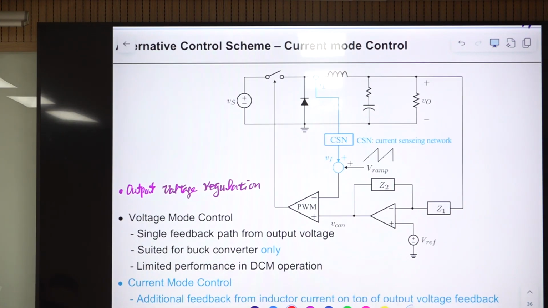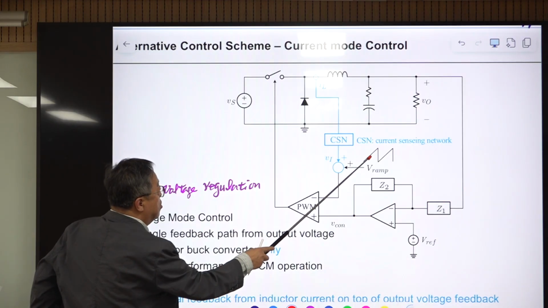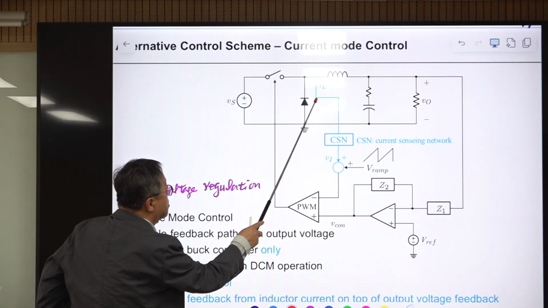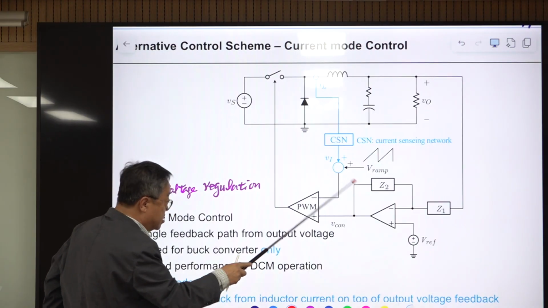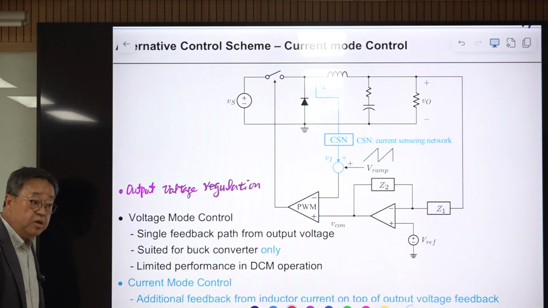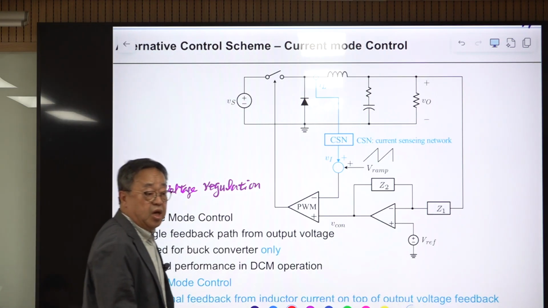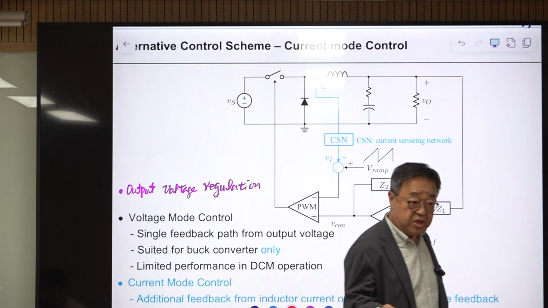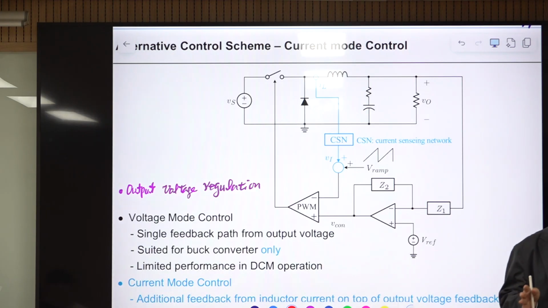Okay. This is the schematic diagram of current mode control. So without this ramp, okay? Assume this is gone. The blue curve is something additional. Without it, this is the voltage mode control. In voltage mode control, the prime objective is to regulate the output voltage. That is the same in current mode control. Okay, you want to have a stable voltage source, so the output should be regulated.